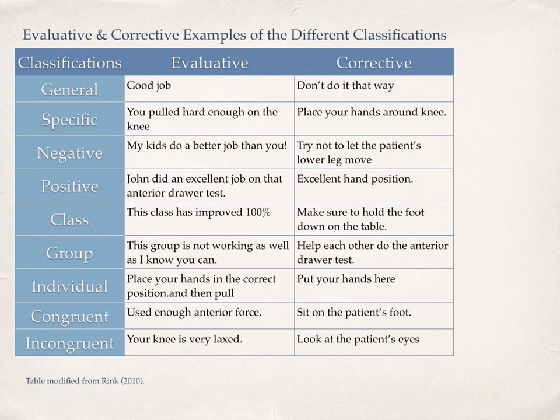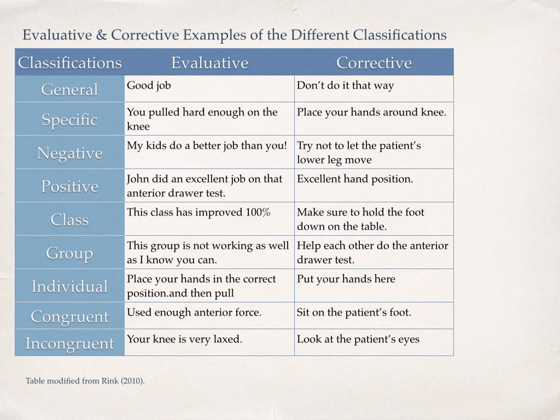Now we can also give feedback to a class as a whole. So this class has improved 100%. That's the evaluative. Whereas corrective is make sure to hold the foot down on the table. So we're just telling that to everybody because we're seeing a lot of people doing some things like that. If we have groups of students, we can give them feedback in our evaluation. We can say this group is not working as well as I know you can. So we're kind of trying to push them a little bit, somewhat negative. The other one is corrective. Help each other do the anterior drawer test.